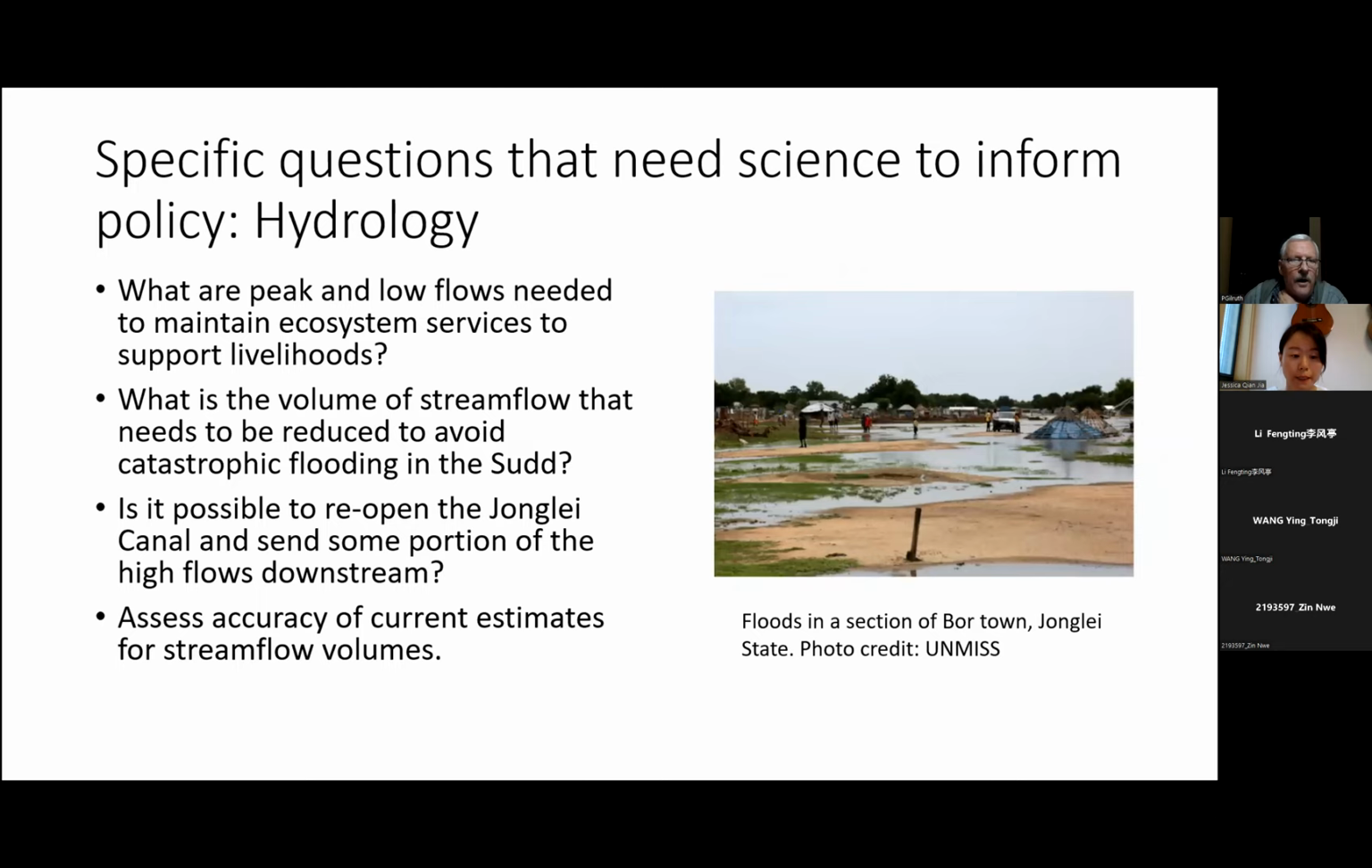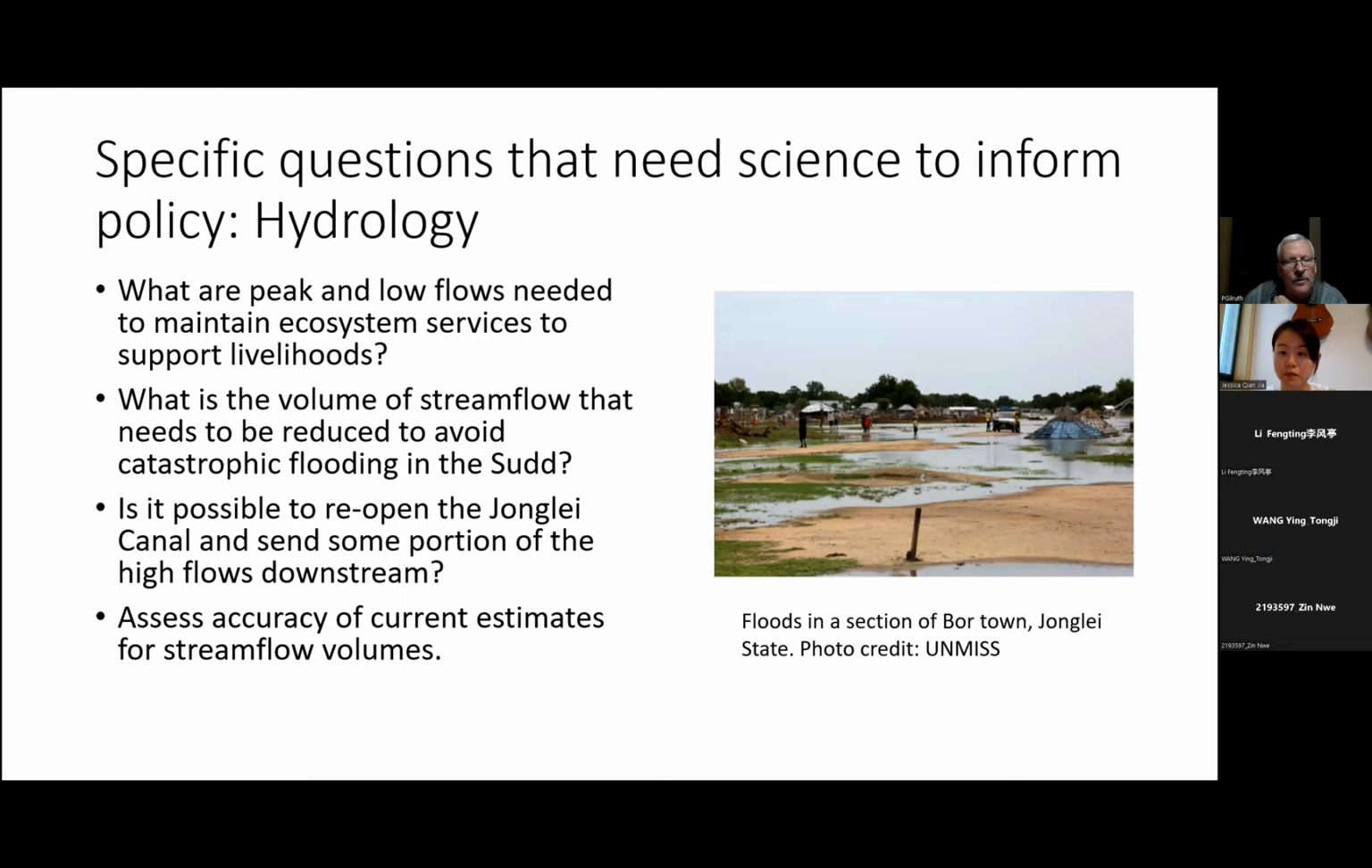Other questions related to hydrology: what are the peak and low flows needed to maintain ecosystem services to support livelihood? And I accent both peak and low flows are needed. Average flows are not the issue here. You need both peak and low flows.